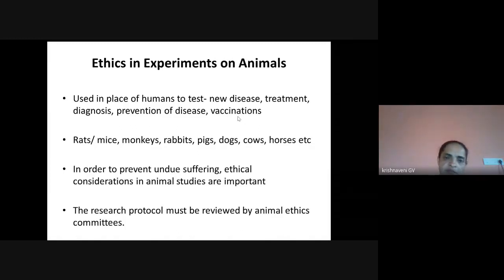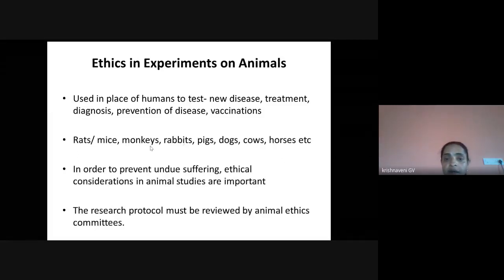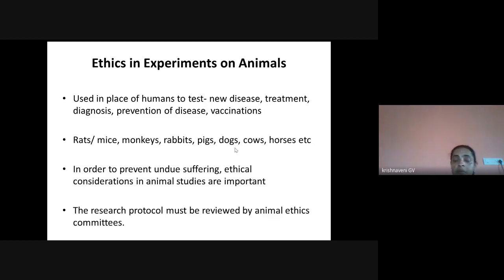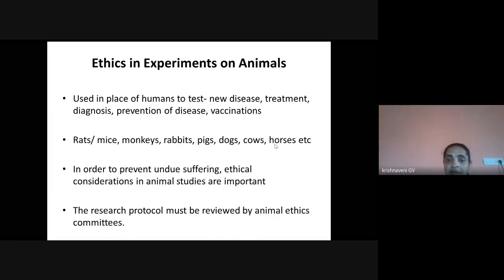In some cases, we might look for alternatives. In most of the cases, we don't have any other way. We have to use animals. Most commonly used animals are rats and mice, but we also use monkeys and rabbits for vaccination, etc. Pigs and dogs for surgical trials, and again cows and horses for vaccinations.